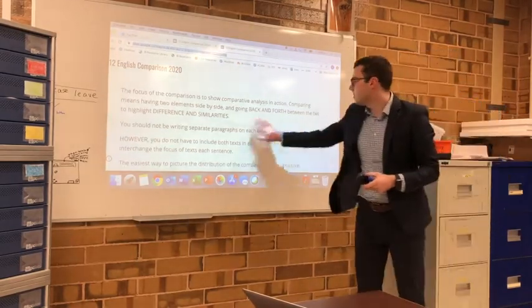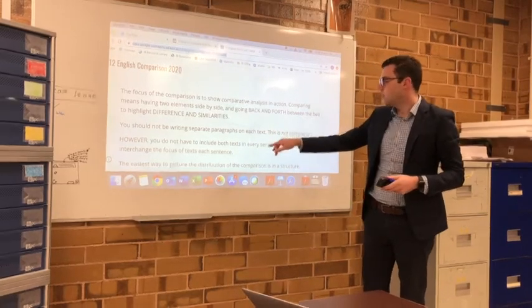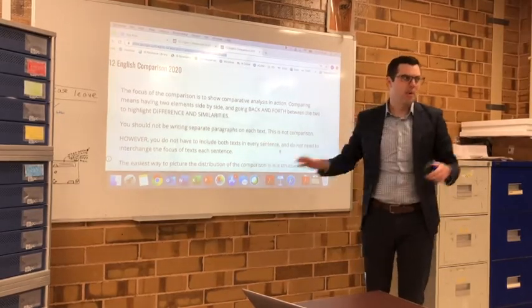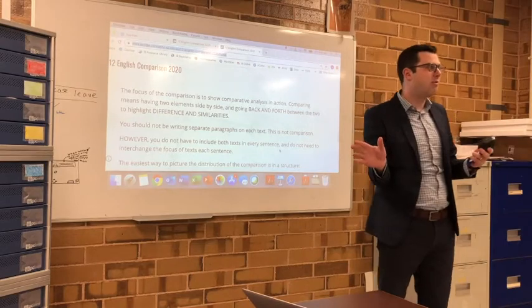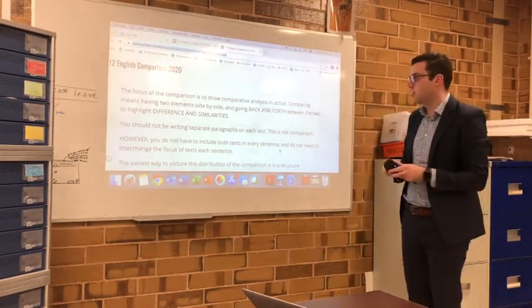You should not be writing separate paragraphs on each text. That's not a comparison. However, you do not have to include both texts in every sentence. And we're going to get to that because some people almost overdo it. You can overkill where you're sort of like bang, bang, bang, bang, and it's like a roller coaster. So we're talking about structure for that reason.